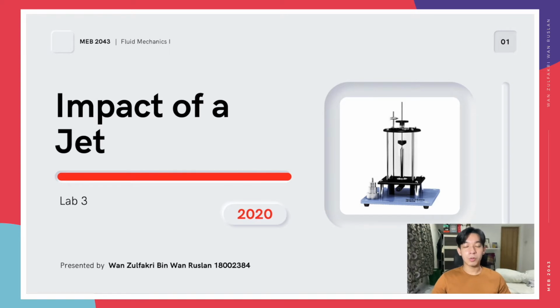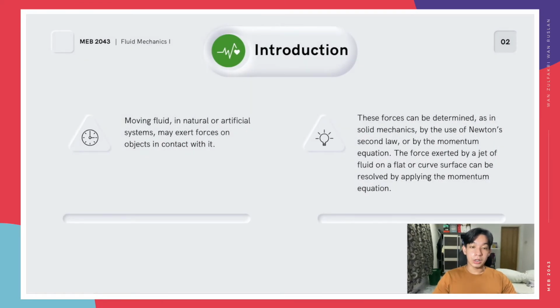As for today, for Lab 3, I'm going to present an experiment entitled Impact of a Jet. Moving fluid in natural or artificial systems may exert forces on objects in contact with it. To analyze fluid motion, a finite region of the fluid, the control volume, is usually selected, and the gross effects of the flow, such as its force or torque on an object, are determined by calculating the net mass rate that flows into and out of the control volume.